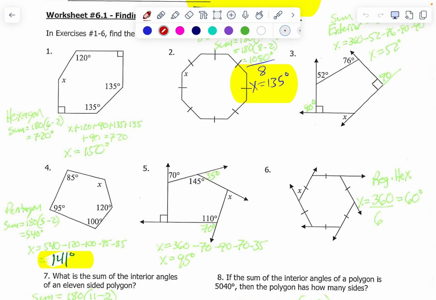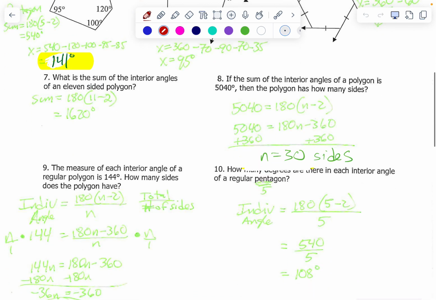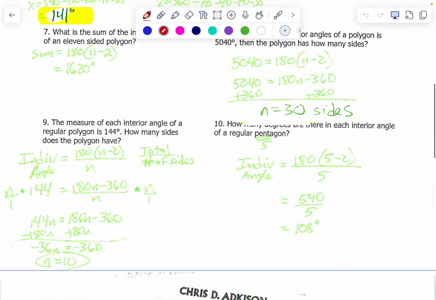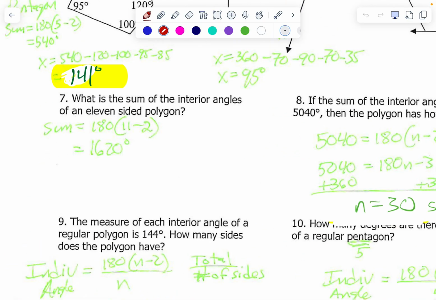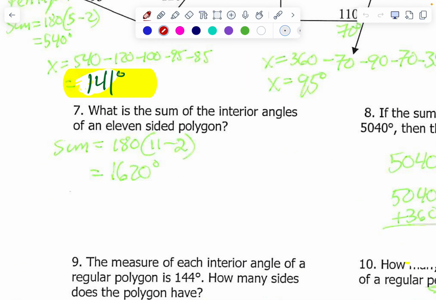I'll come back to 1. I know I signed that one. But did we go to 7 then? Okay. Number 7, what is the sum of the interior angles of an 11-sided polygon? Anybody remember the name of an 11-gon? We wrote it. It was the second to last one we wrote. Yeah, good job. Undecagon. Anyway, so 180 times 11 minus 2, and that's just 1620. So that was just the first equation that we did, that we wrote.